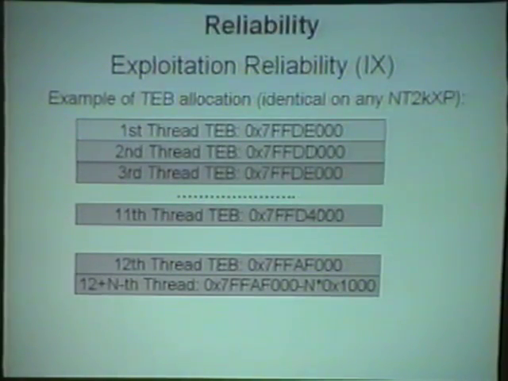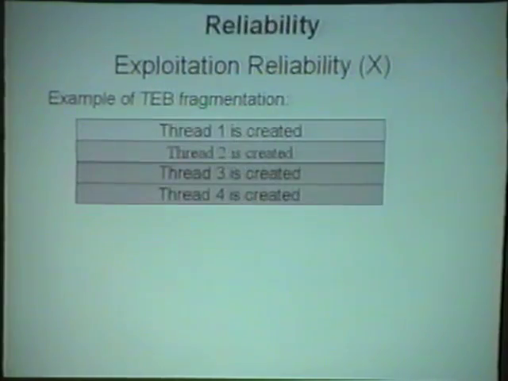So we know we can predict where the TEBs are going to be. That's why I knew that 7ffde000 would always be paged. So we know that we have a bunch of pages that are always going to be paged. And we know that if we write to these and create a structure in these pages that are always paged, we can get control. We're facing a few difficulties though.